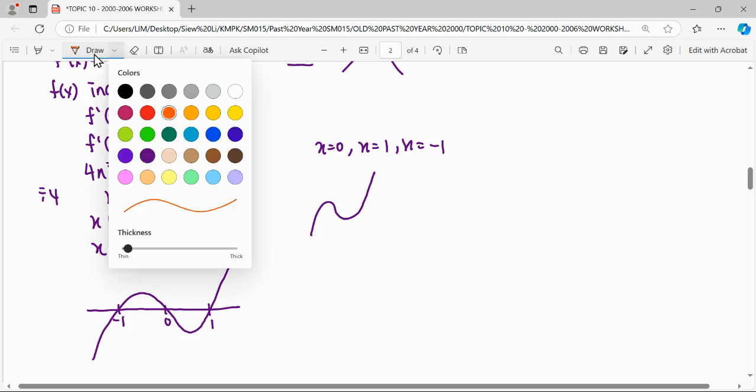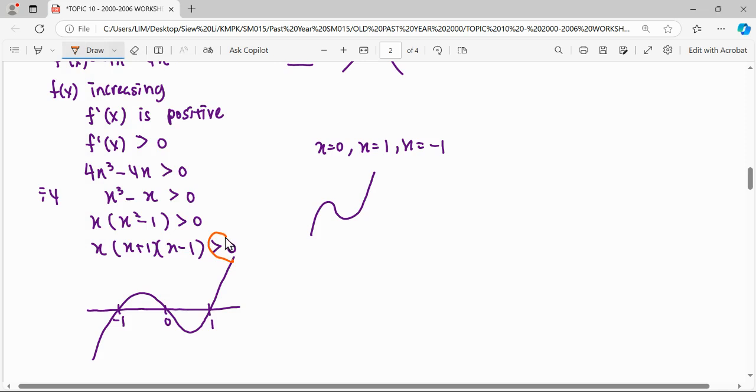And when you want to find out where the positive region is, we look at the shape above the x-axis. So this is the positive region. When your gradient is positive, your x falls within negative 1 and 0. Another one is this, x will be more than 1.